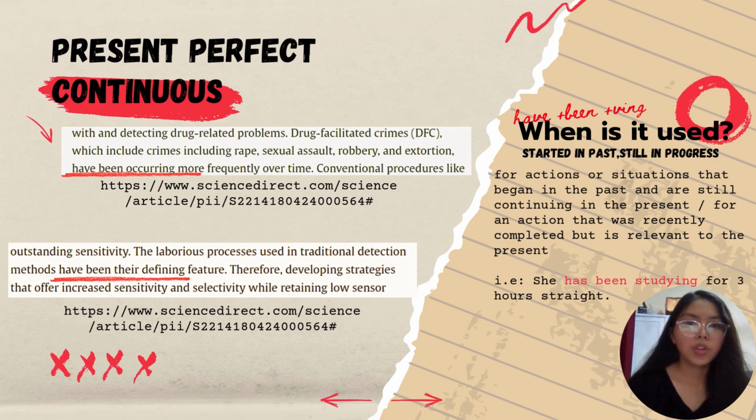Drug-facilitated crimes, which include rape, sexual assault, robbery, and extortion, have been occurring more frequently over time. "Have been occurring" is the tense here because occurring is a verb with ing, and the normal verb is occur. The laborious processes used in traditional detection methods have been their defining feature. "Have been their defining feature" is the tense here because defining is define.